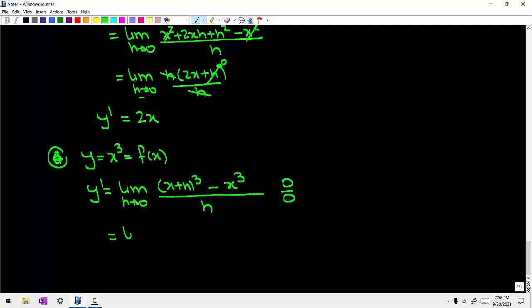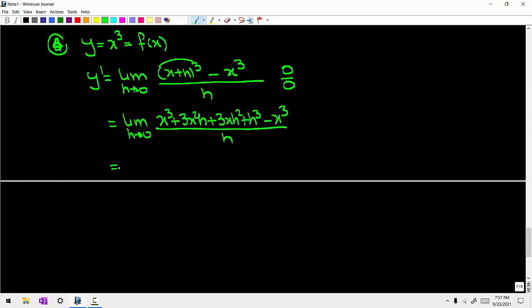So we'll expand it. We'll FOIL that again. So we get x cubed plus 3x squared h plus 3x h squared plus h cubed minus x cubed, divided by h. So I FOILed this. I took x plus h and multiplied it by itself 3 times. Then the x cubed terms will cancel.